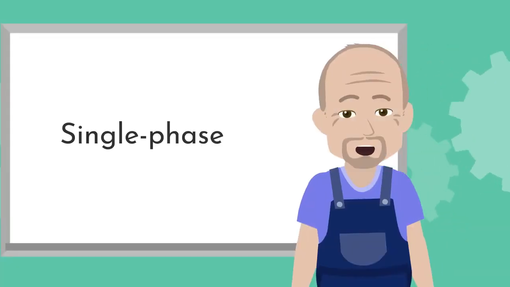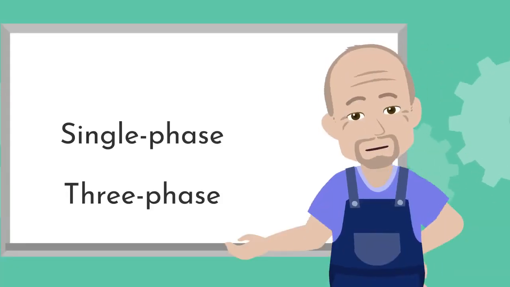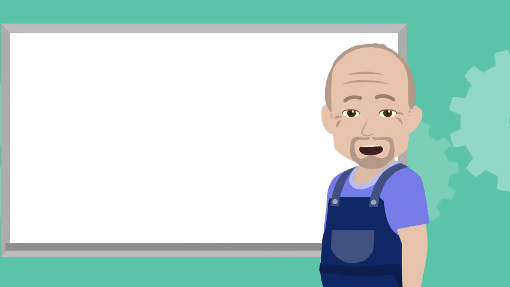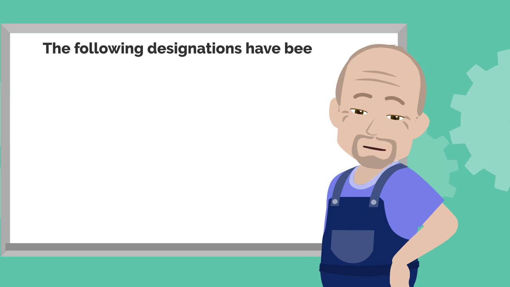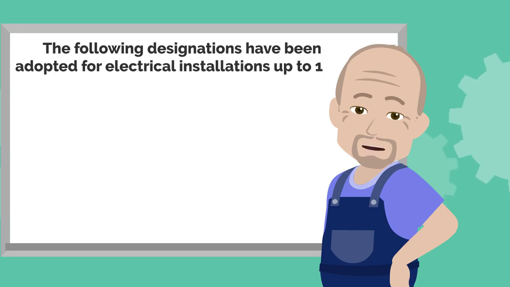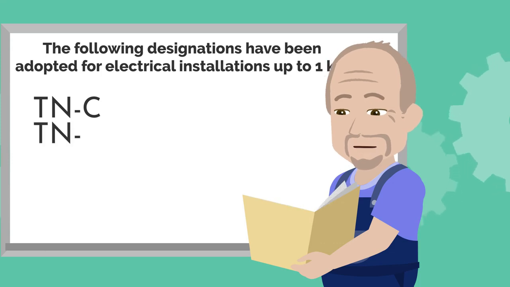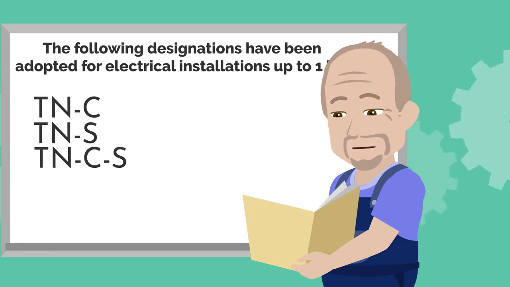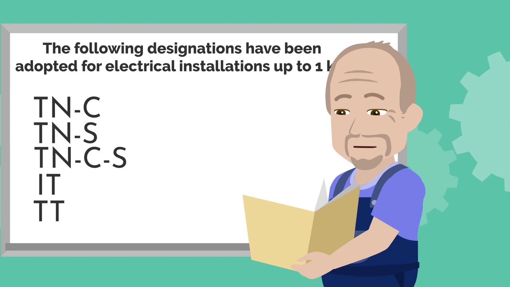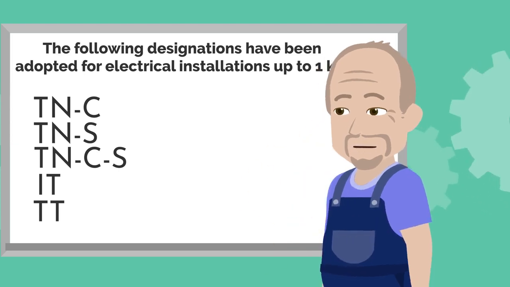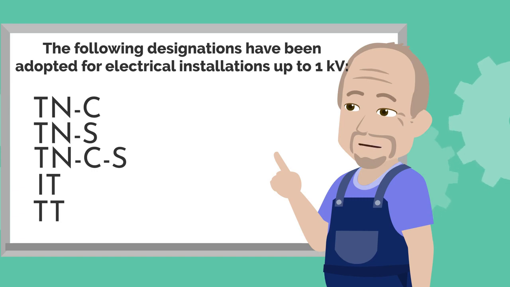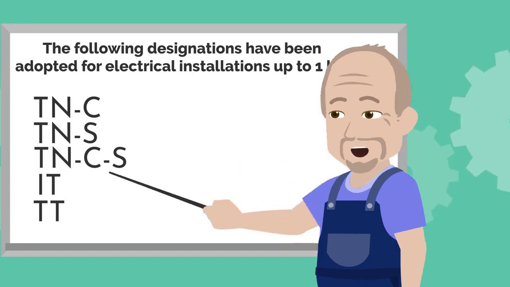As you know, there are only single-phase and three-phase domestic electric power systems, and there is a great variety of grounding systems. There are several protection systems up to 1 kV described in electrical engineering regulations: TNC, TNS, TNCS, IT, and TT. The first letters indicate grounding parameters of the power supply source, which is the transformer station supplying the alternate current to the consumer.